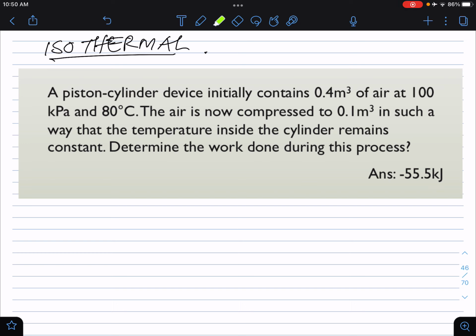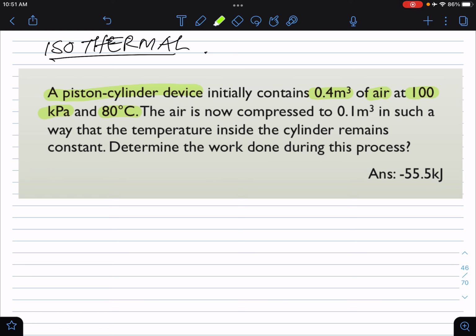First, you highlight the important thing here, a piston cylinder device. So we assume that this represents a process. It does not mention frictionless whatsoever, so we just assume this is our system. The air inside initially contains 0.4 meter cube. So this is our system, air, and we also highlight the important part here: 0.4 meter cube as its volume, 100 kPa and also 80 degrees Celsius. So these are all of the properties.